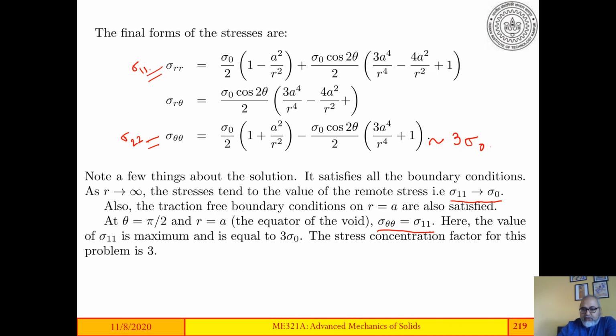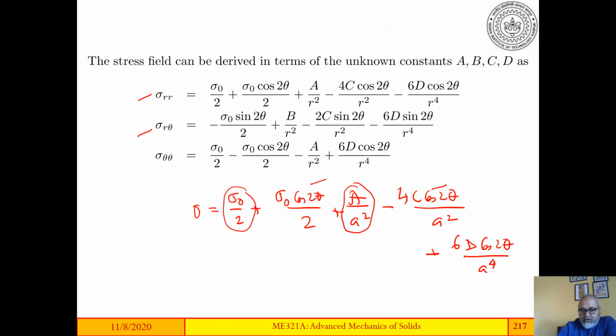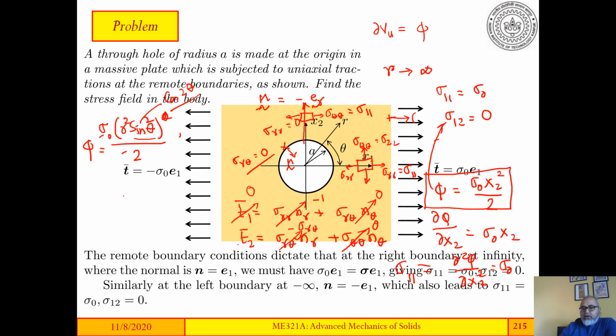So what we have figured out just now is that if you apply a remote stress of sigma naught in the x direction, close to the equator of the void, that is here and here, at theta equal to pi by 2 you are going to get the maximum stress in the one direction, and that maximum stress will be 3 times the stress that you have applied at the remote boundary. So the stress concentration factor at theta equal to pi by 2, r equal to a, is going to be 3 for this particular problem.